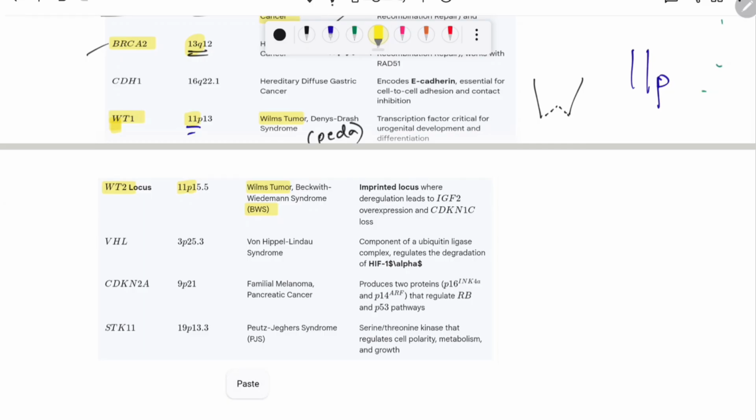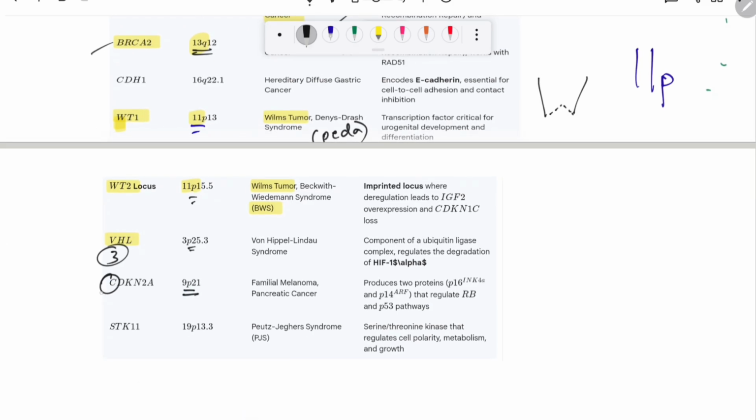Next gene in the table is VHL gene. VHL gene has 3 letters: V, H and L. So the chromosomal location is 3p, and von Hippel-Lindau syndrome is the tumor associated with VHL gene. Now remember, after WT we started using P as the arm position.